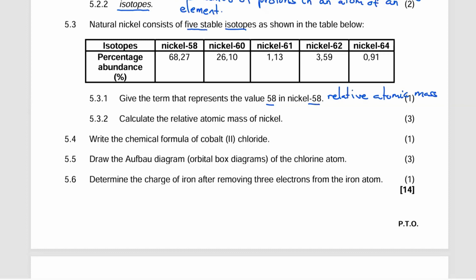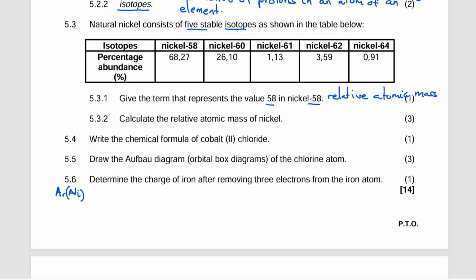Then 5.3.2 asks us to calculate the atomic mass of nickel. So relative atomic mass, I'll just say Ar of Ni in brackets. According to the data we have, we have our percentage abundance, and then it's 58, then 26, like that.